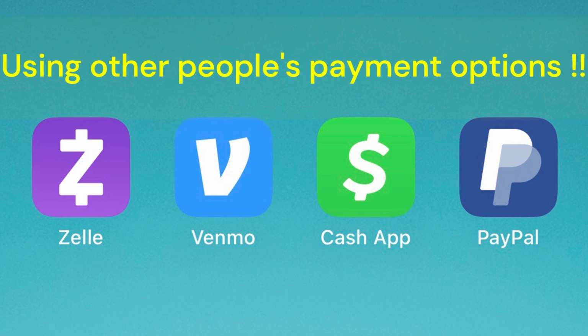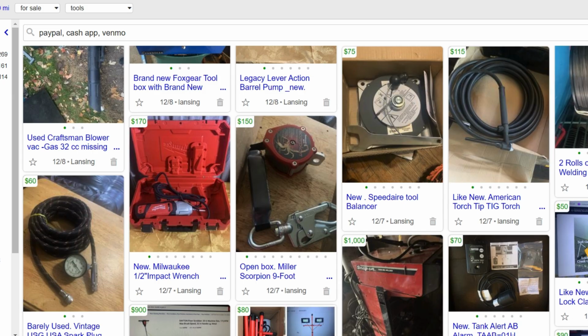So the first side hustle you want to do is use other people's payment options. What this means is, let's say you have an item listed, right?